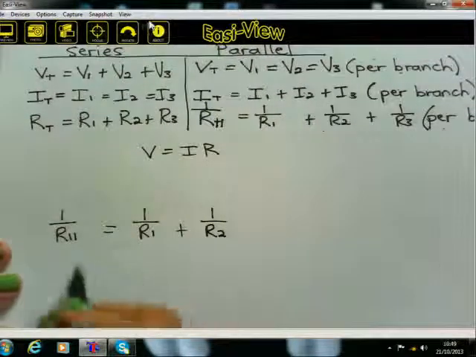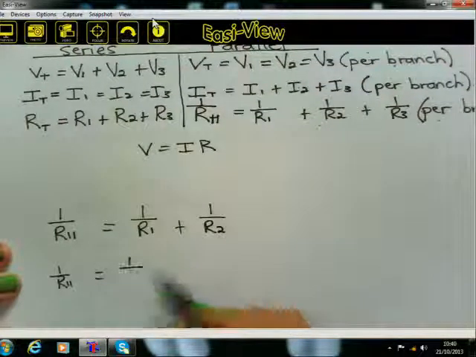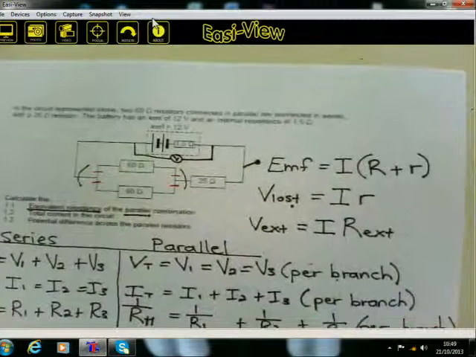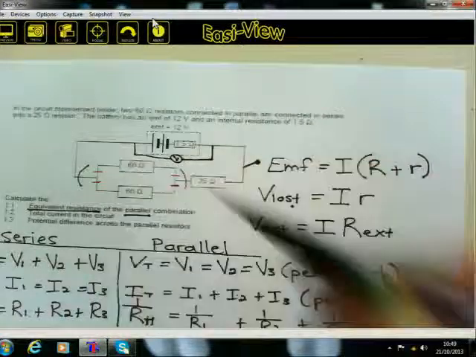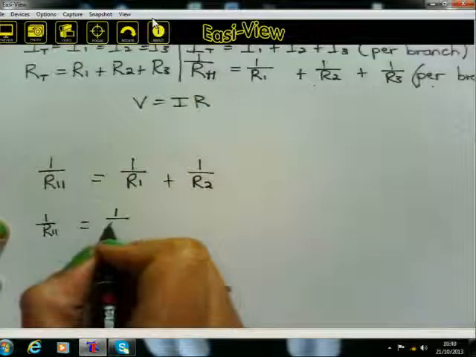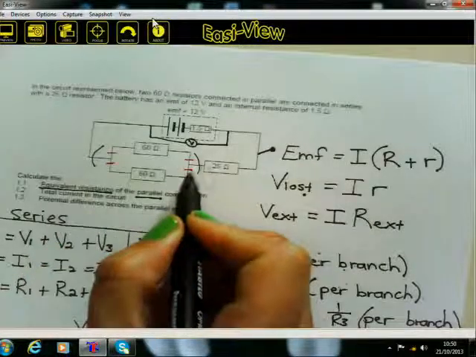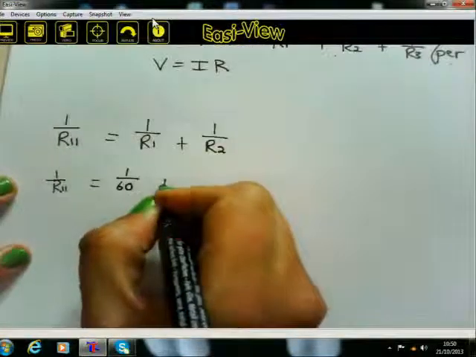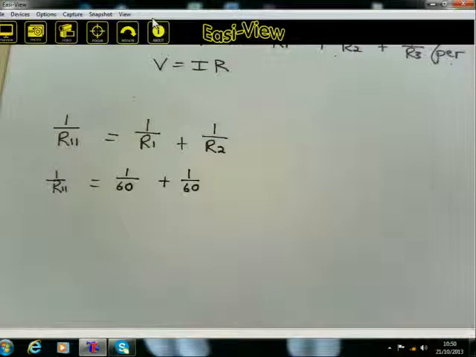Alright, so let's go and substitute. 1 over R parallel equals 1 over our first branch. What is the resistance in our first branch? The whole branch has only one resistor, and it is 60 ohms. So we'll put in 60 ohms. Our second branch, here this one, has only one resistor also, so we put in R2 equals 1 over 60. So if you take a good look at that, 1 over 60 plus 1 over 60.